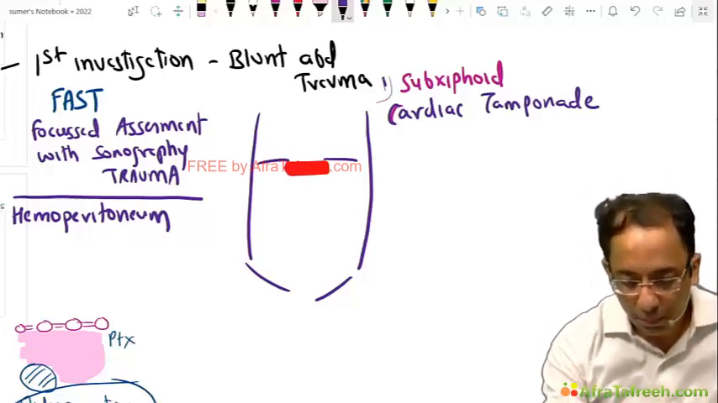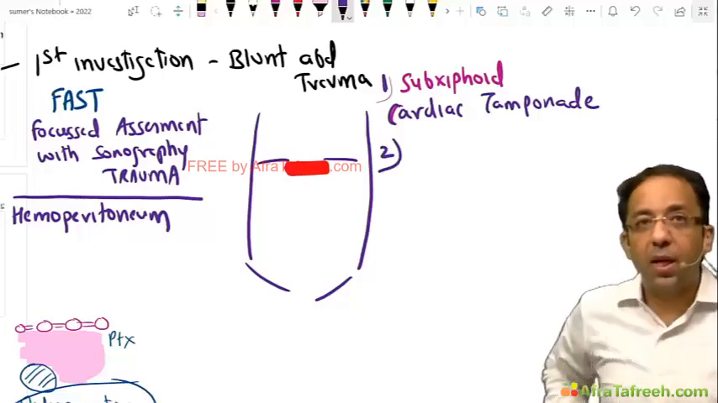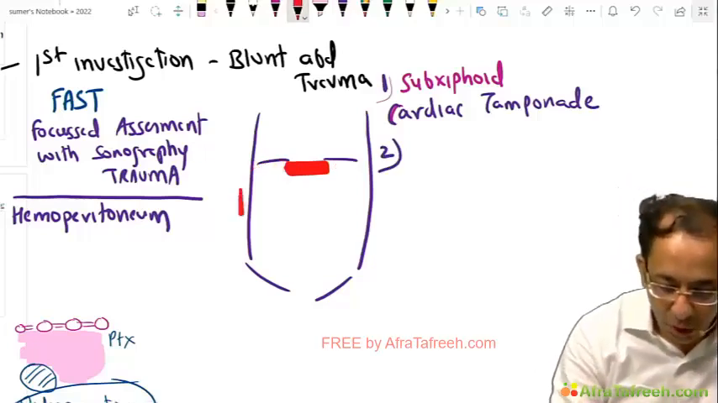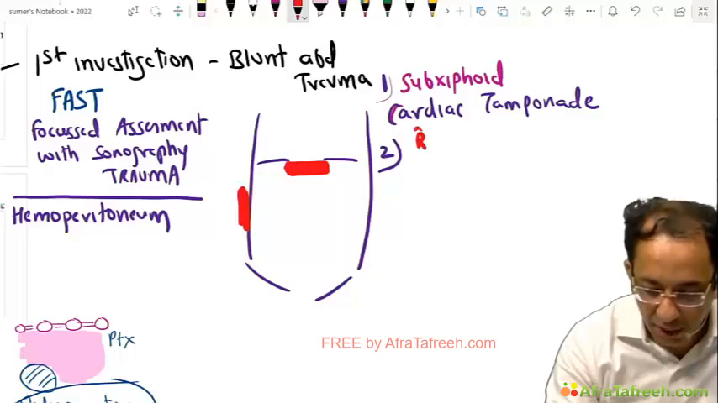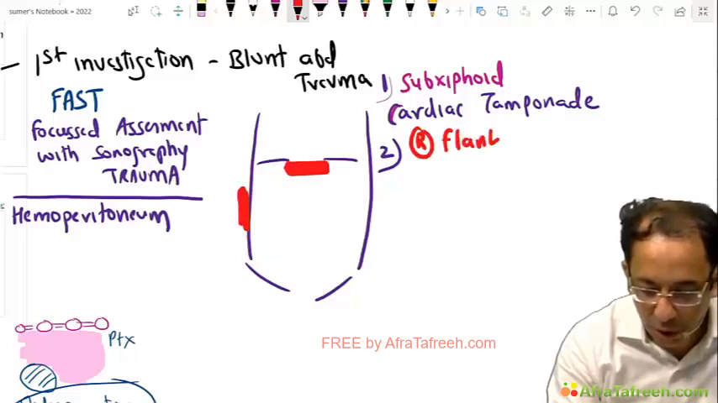Then what we do is we keep the probe in the right flank. Then you keep the probe in the right flank. Anybody, what do you want to see in the right flank?